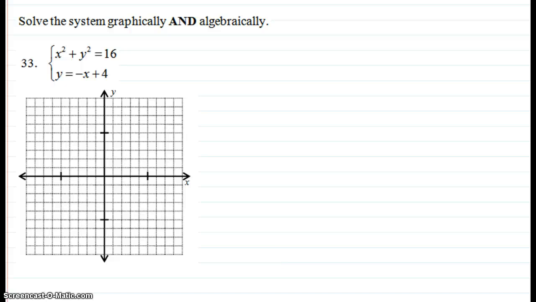Alright, so now we're going to solve the system graphically and algebraically. So you should recognize this, x squared plus y squared, as being a circle, and with a y and just an x, that's going to be a line. So let's graph our circle. Our center is at 0, 0, and it has a radius of 4. So go over 4, up 4, left 4, and down 4. And let's go ahead and draw our circle.